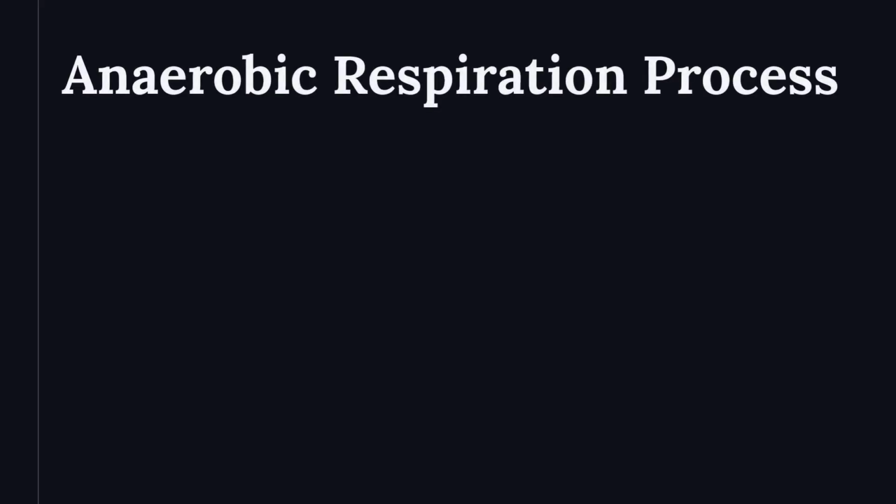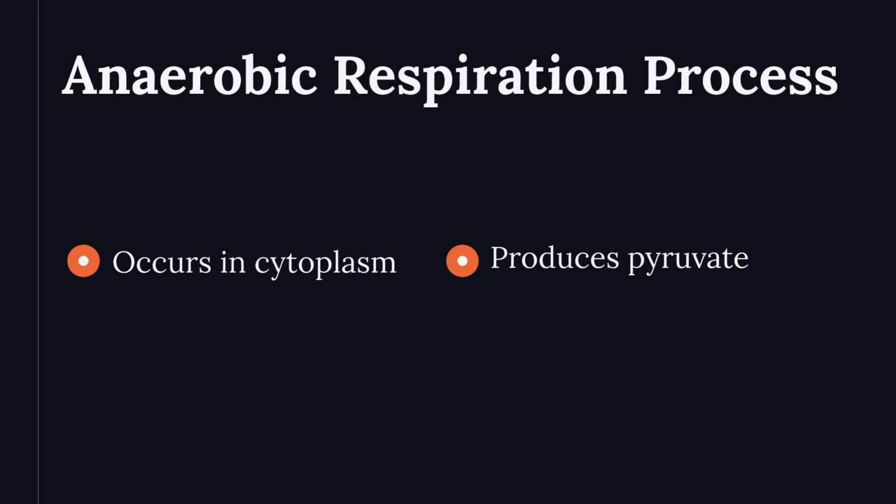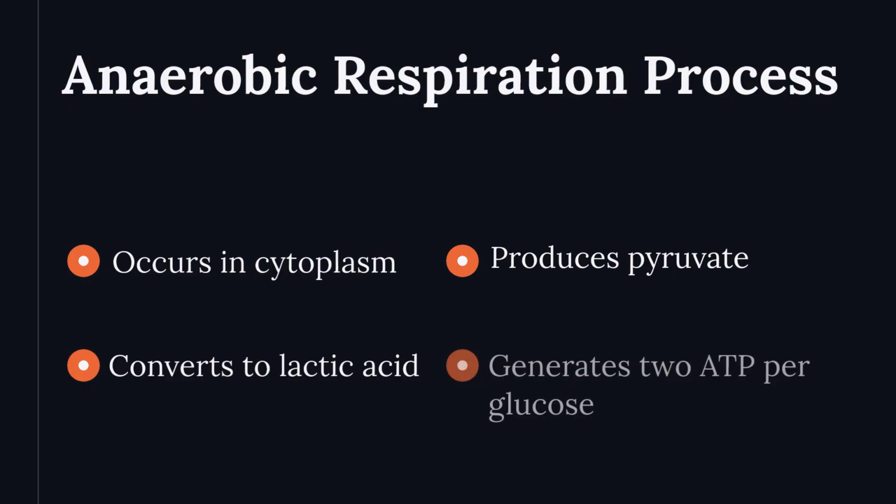Anaerobic respiration occurs entirely in the cytoplasm. Glycolysis produces pyruvate, which converts to lactic acid or ethanol. This process generates only 2 ATP per glucose. It's useful during low oxygen situations, like intense exercise. However, it can lead to muscle fatigue due to lactic acid buildup.